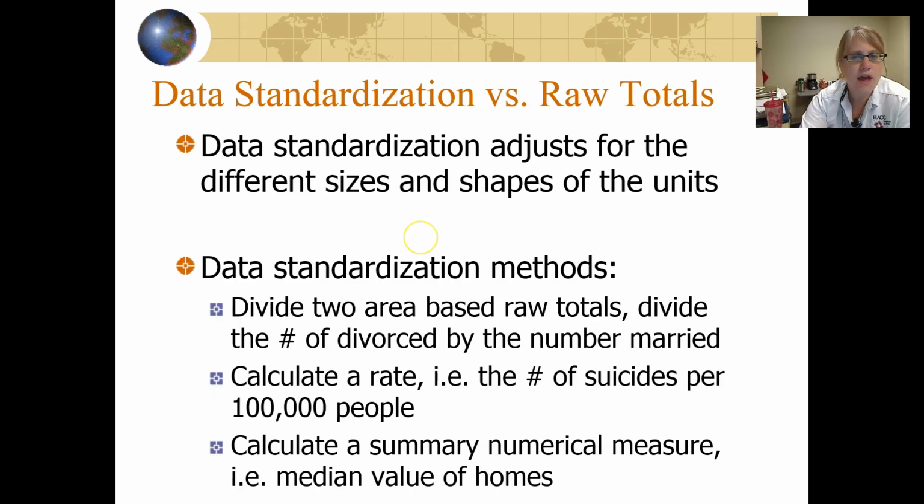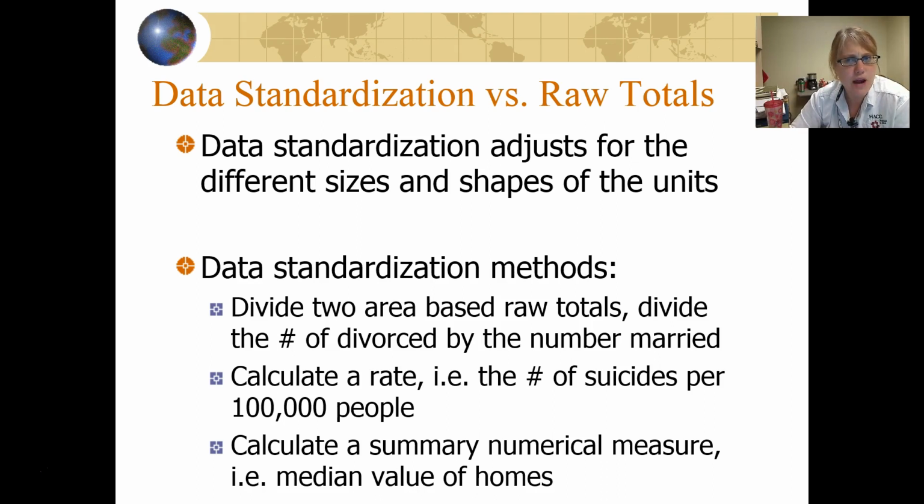Now, something to consider when you are making graduated color maps is the concept of data standardization versus raw totals. And this is something that we discussed a bit in last week's lecture when we were talking about mappable data. But essentially, data standardization adjusts for the varying sizes and shapes of the units. It isn't really a valid comparison to compare a small geographic unit with a large one, because theoretically a larger unit should have more of something, so it's not really conveying to you the density that might actually exist in that particular geographic unit.